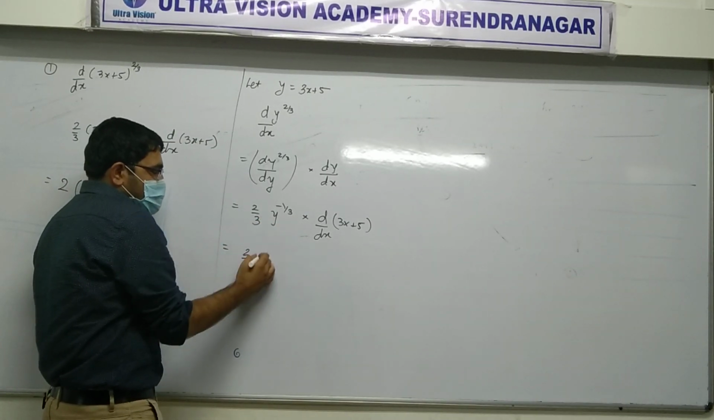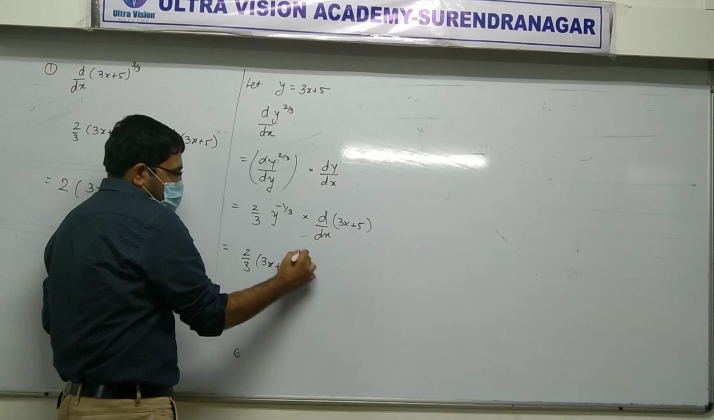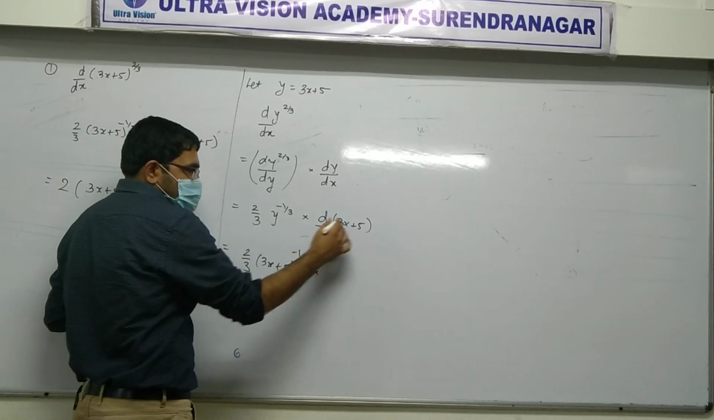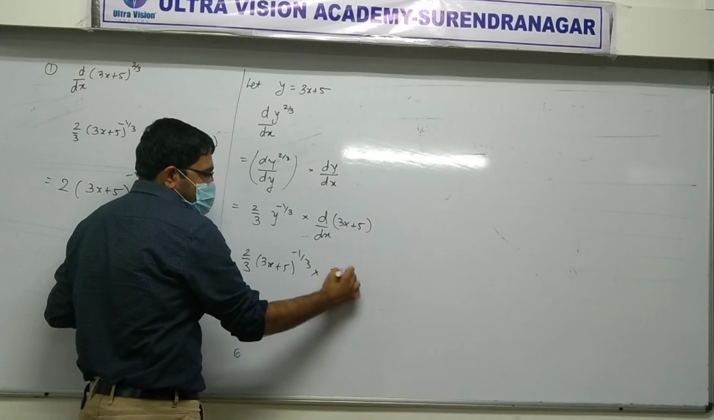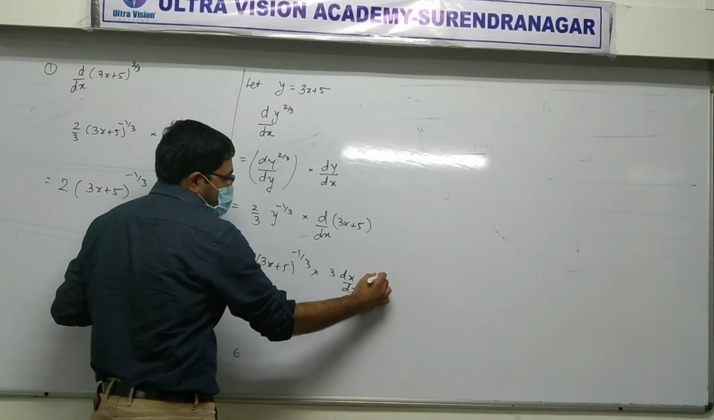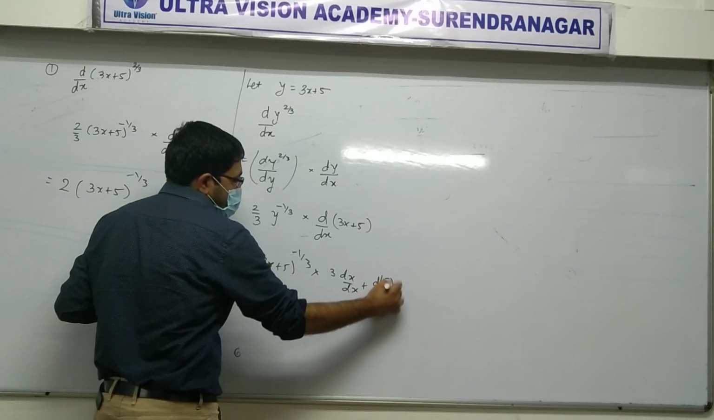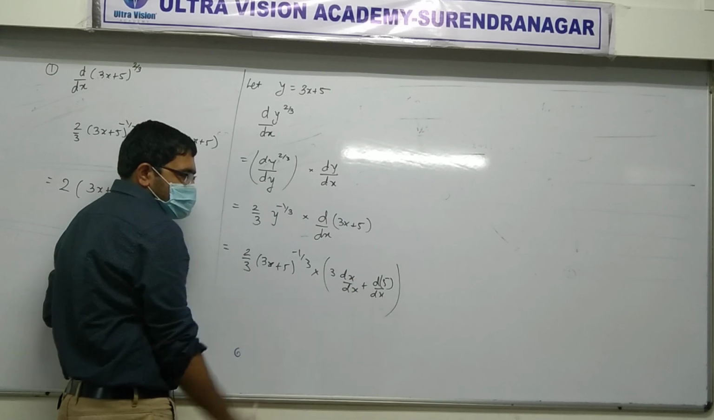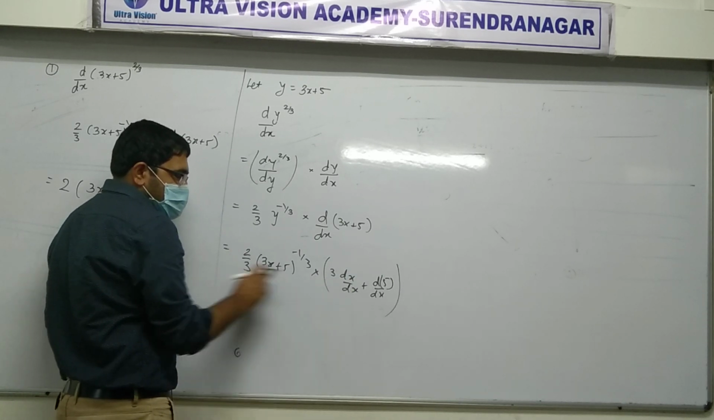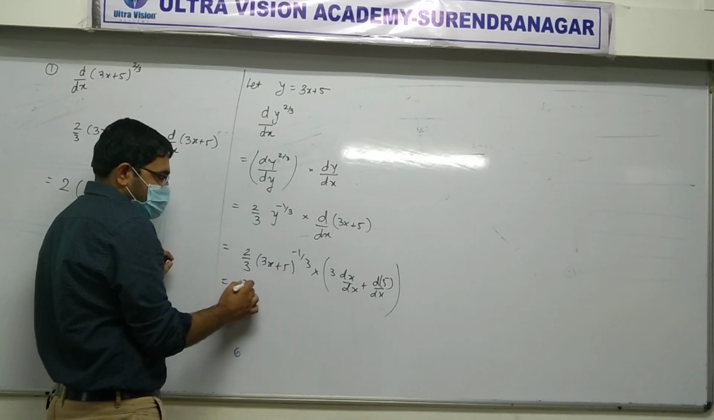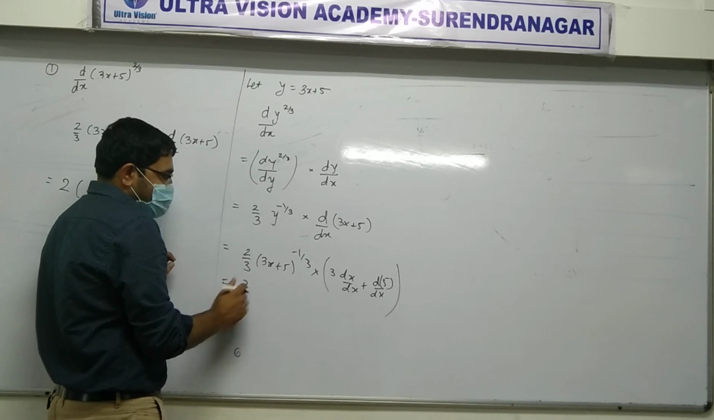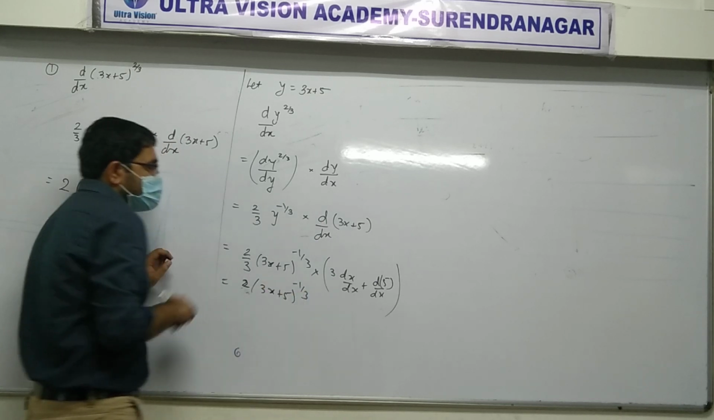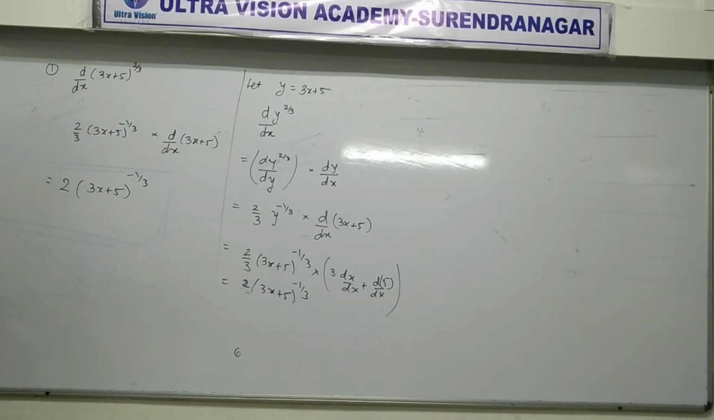So 2/3 (3x plus 5) raised to minus 1 by 3, multiplied by, over here, what do we get? 3 dx by dx plus d5 by dx. Correct or not? And d5 by dx is 0, dx by dx is 1, into 3 is 3. 3 into 3 cancels, 3 by 3. Final answer is. Okay. These are the steps.